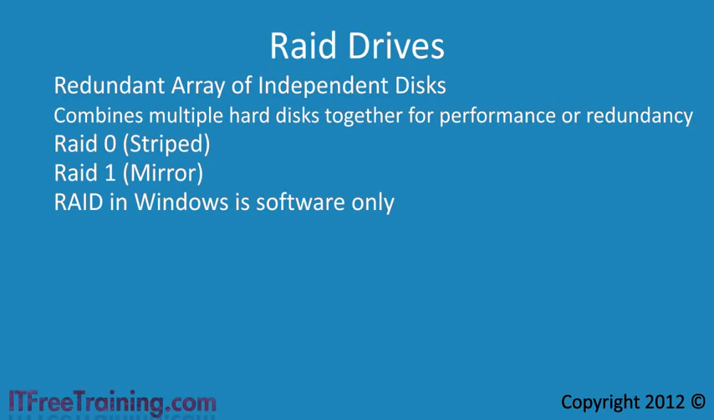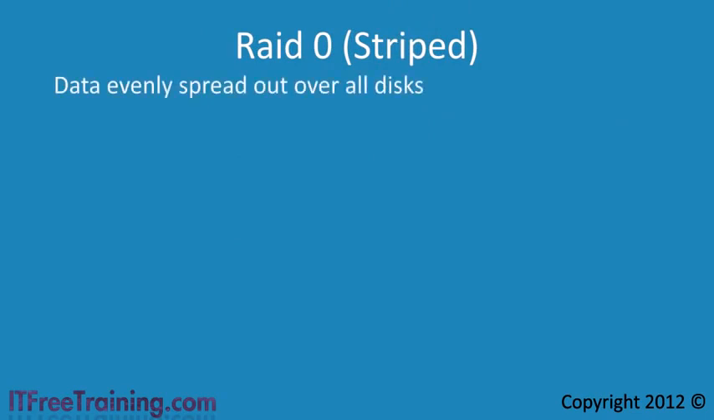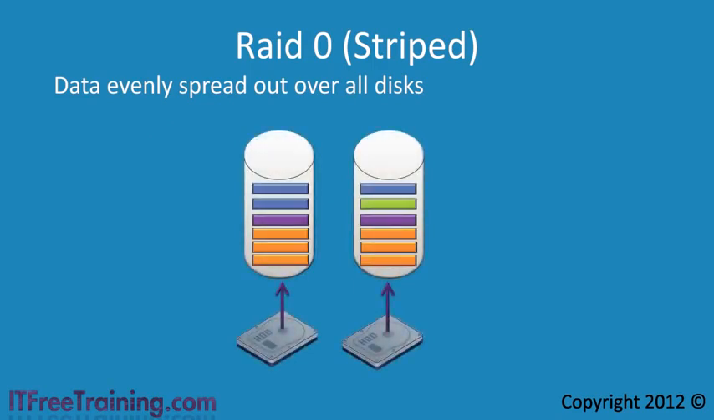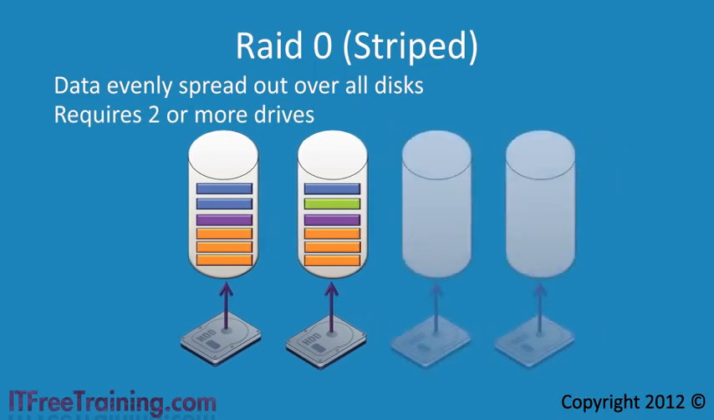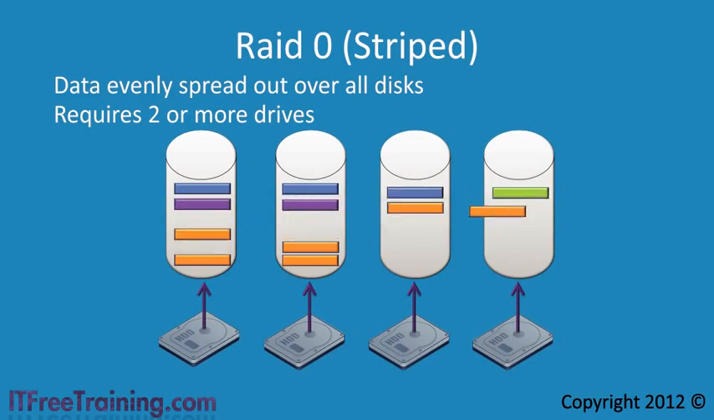RAID 0 is often referred to as a striped set. RAID 0 is when the data from the hard disks in the set are evenly spread out over all the drives in the set. As shown here, files on the hard disks are divided up into parts and stored on the two drives. You need at least 2 hard drives to have a RAID 0 volume, or striped set, but you can have more. As shown here, if you had 4 hard disks in the set, the data is once again spread out over all 4 drives.